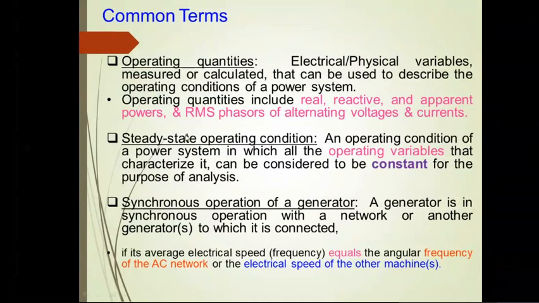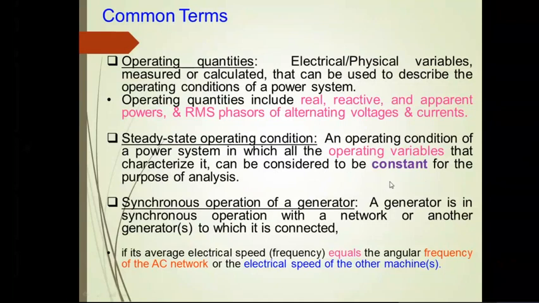Then the next common term that is important is the steady state operating condition. In fact, it is the operating condition for which all these operating variables, the real power, apparent power, the voltage and current, frequency, or the speed, all these operating variables which characterize the power system, remain constant here.